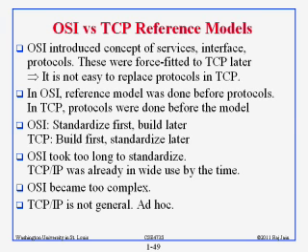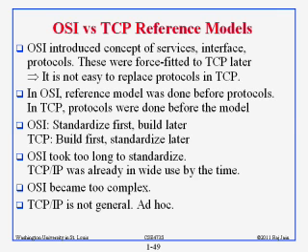So OSI introduced the concept of services, interface, and protocols. They were force-fitted to TCP later. It's not easy to replace protocols in TCP. So TCP, as I said, TCP and IP are very much merged. When we make a TCP packet, we put the IP header in it first. So you cannot run TCP on any other protocol. The OSI reference model was done before the protocols, and in the TCP world, protocols were done before the models. In the TCP world, when it was designed, the design principle was implemented: if it works, then we make it a standard. In the standards world, they make it a standard first and then you implement it. So that's a different philosophy.